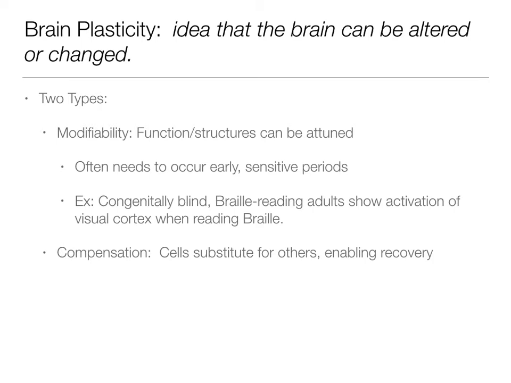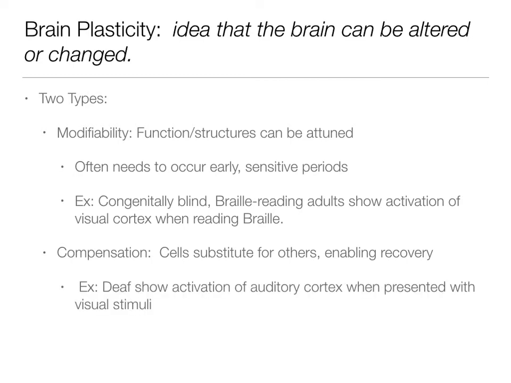The other kind that we'll talk about is compensation. And this is when cells substitute for each other. This is more about recovery. Okay, so if somebody goes deaf later on, they will see activation in their auditory cortex when they're presented with visual stimuli. Now, it's not going to have that same level, maybe, as it's not going to look just like someone that's got typical hearing or typical vision, but again, this real estate is able to be taken over somewhat.